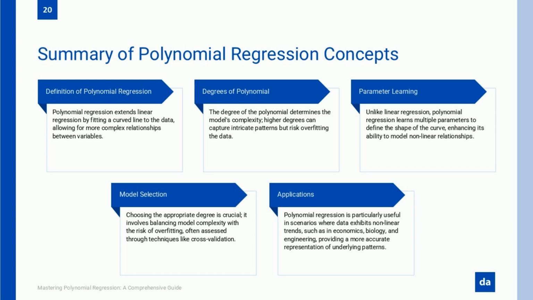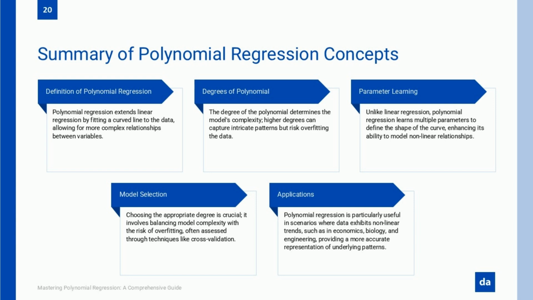Visualization techniques play a key role in assessing polynomial regression models. Plotting regression curves over scatterplots helps determine whether the model captures the trend accurately. Residual plots are useful for diagnosing underfitting or overfitting by analyzing the distribution of errors. For multivariate polynomial regression, contour plots and 3D surface plots help illustrate how multiple variables interact.